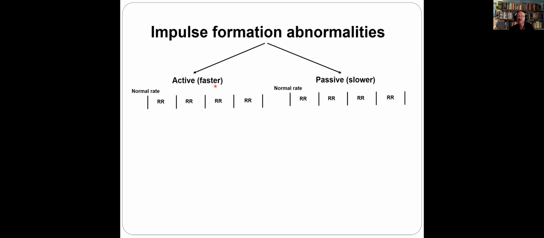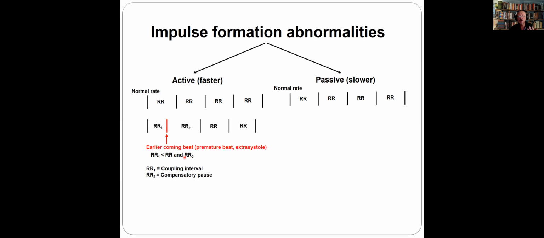The impulse formation abnormalities, based on the rate, can be faster or slower. When we have a normal sinus rhythm and the impulse comes a little bit earlier, this is called an active arrhythmia, because it makes the heart rate faster. When the impulse comes later and the rate is slower, that's called a passive arrhythmia, because the heart rate is slowing down.